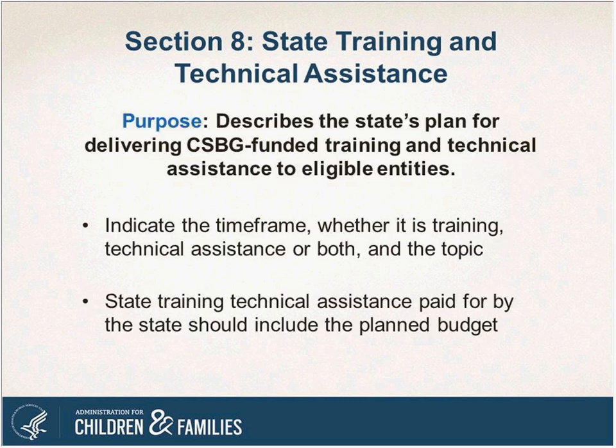State training and technical assistance. OCS would like to know what training and technical assistance is being delivered, the planned budget for the training and technical assistance plan, and how the state will collaborate with the state association and other stakeholders, how the training and technical assistance will be provided. With the table, states will be able to indicate the time frame, if training, technical assistance, or both, as well as the topic, are being provided.